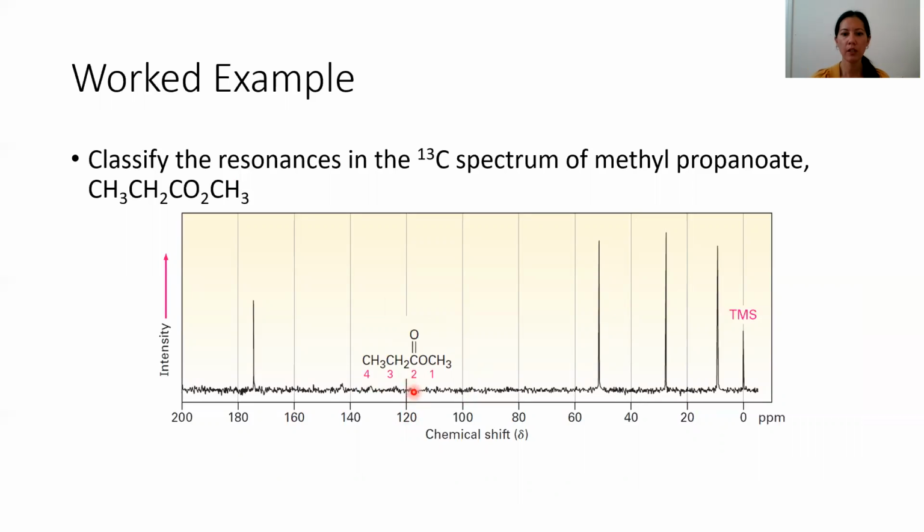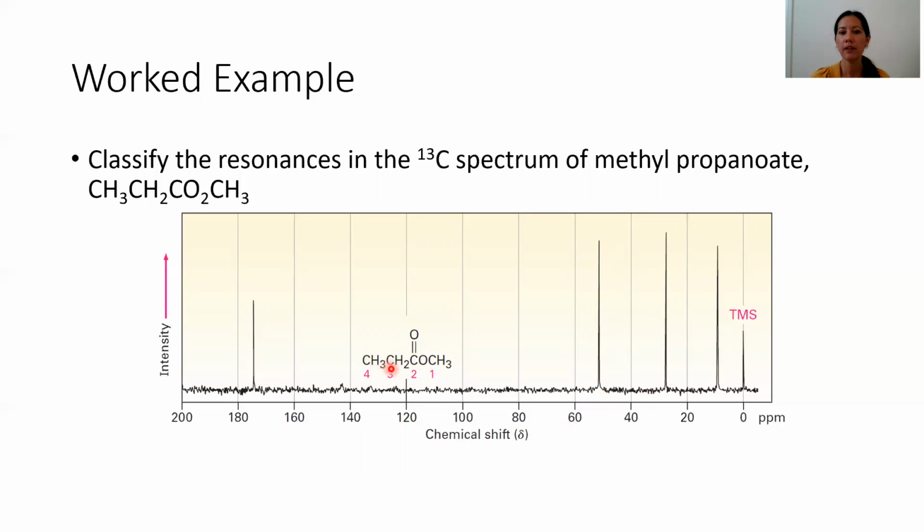So hopefully you picked, and you guys can pause this and check back in, but hopefully you picked carbon 2 as this, way out here, closer to 180. Look at this, you have a CO bond. So that carbon here, carbon 1, is next to a very electronegative element. So that should come up here in the 50 range.